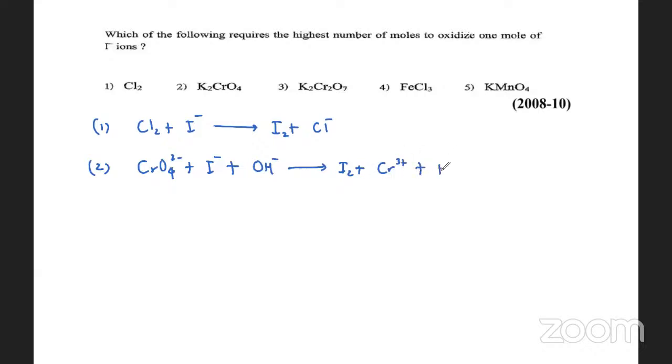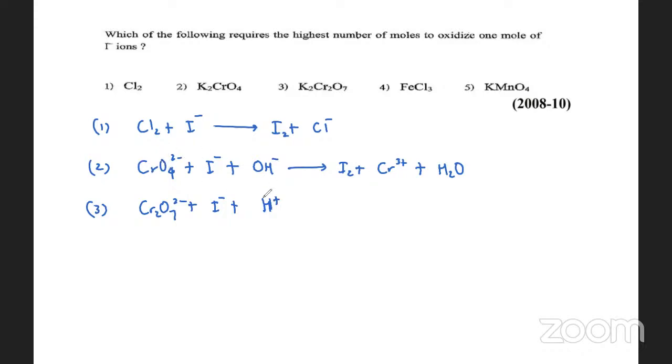And water will be produced, but we don't have to balance everything. All you need to do is find the numbers in front of chromate and I minus. That's enough. You don't have to balance the entire reaction. Next one, dichromate. Of course, dichromate with I minus will react. We know this reaction in acidic medium.